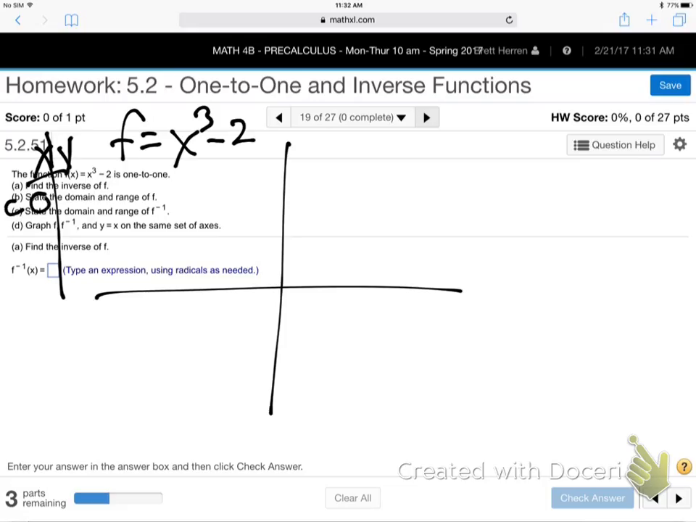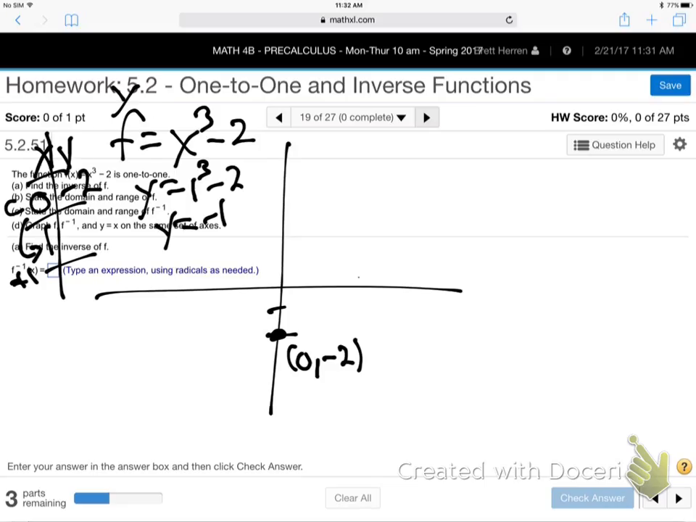How do we find the center point? Plug in 0. And y, or f, will equal what? Negative 2. So that would be over 0, down 2 right there. That's the center point. What do you do to find the other point? Add 1, so plug in 1. What do you get? y equals 1 cubed minus 2, which is negative 1. So over 1, down 1 right here. So there we have the 2 dots for the original function.